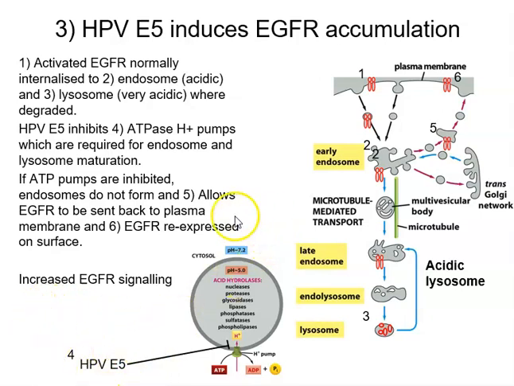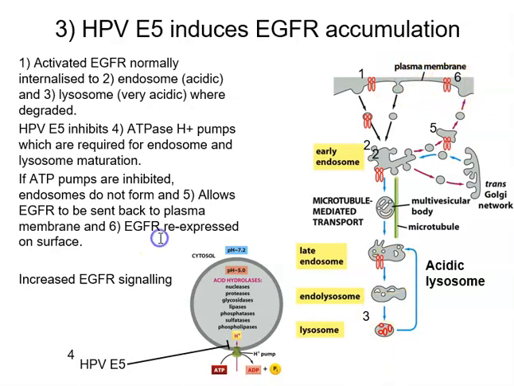However, if a cell is infected with the human papillomavirus, the E5 protein inactivates some of the crucial acid pumps that are in these lysosomes and these endosomes, and that means that these receptors get shuttled back to the plasma membrane. So in the cell that is infected with human papillomavirus, the E5 protein from the virus is preventing EGFR from being destroyed by the lysosome, and instead it ends up back on the cell surface.